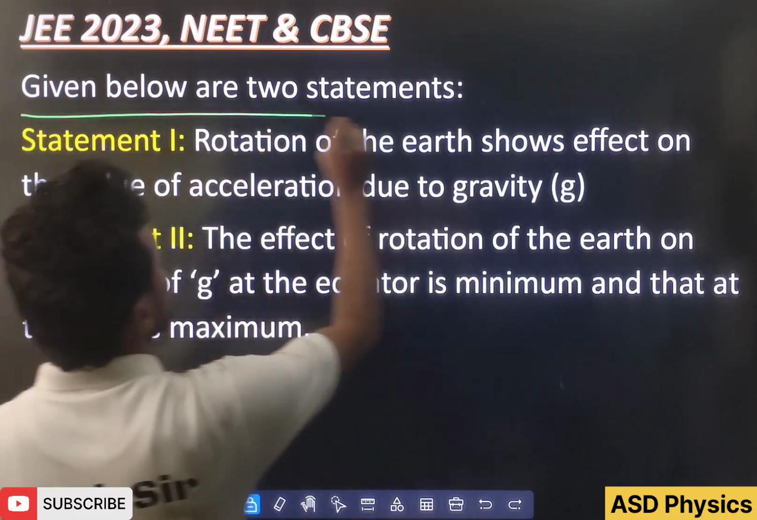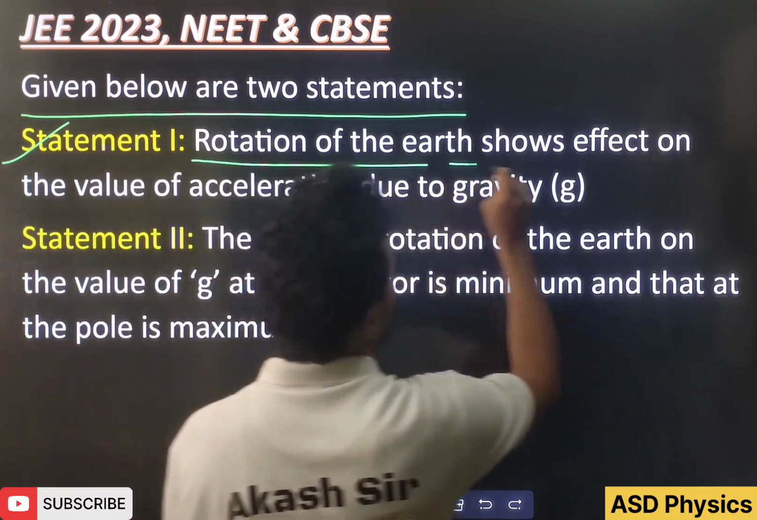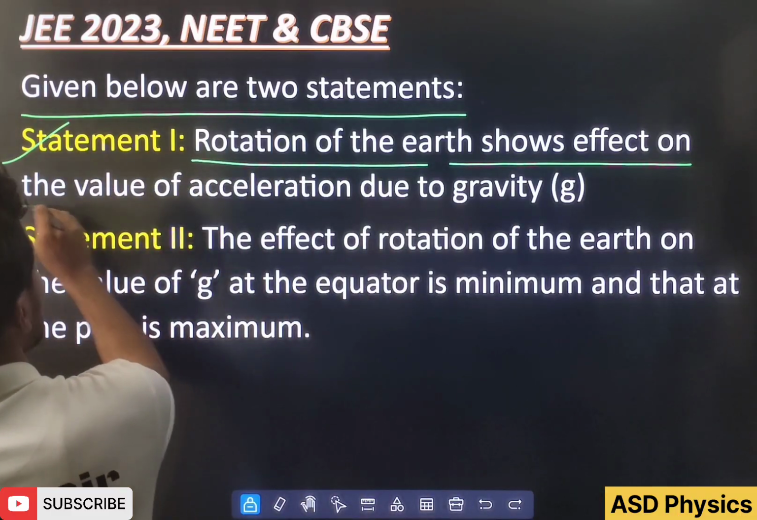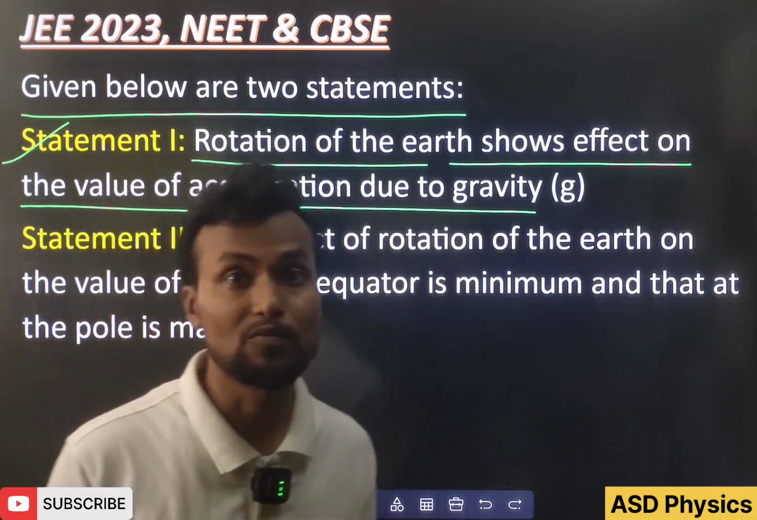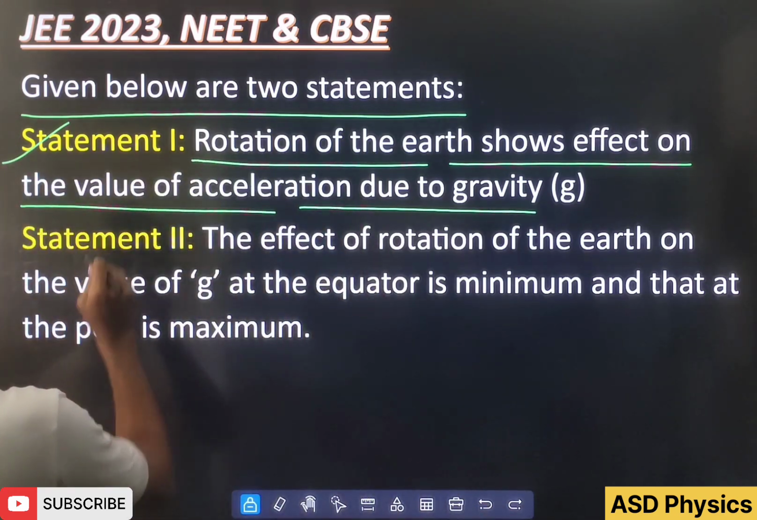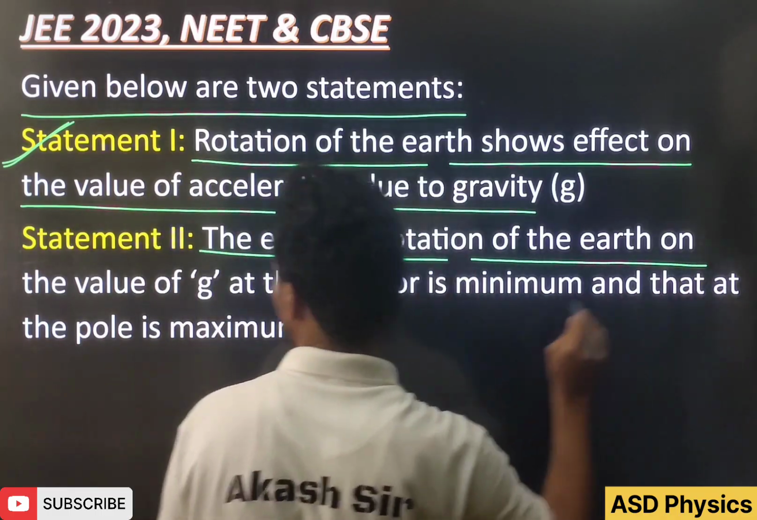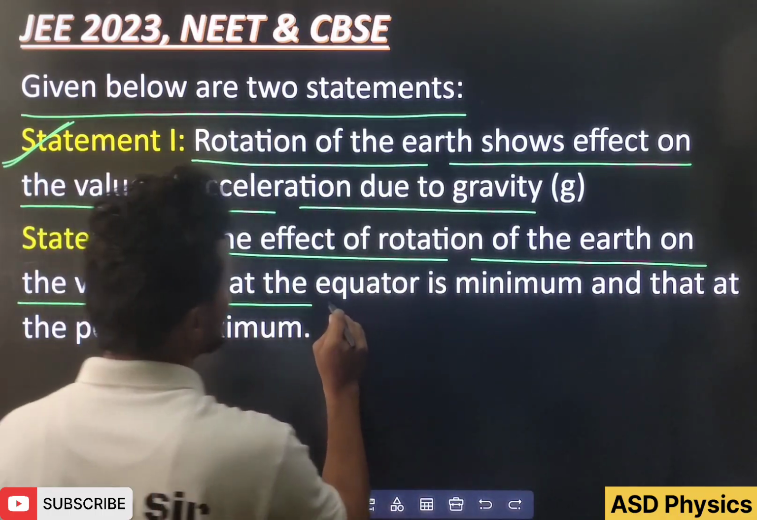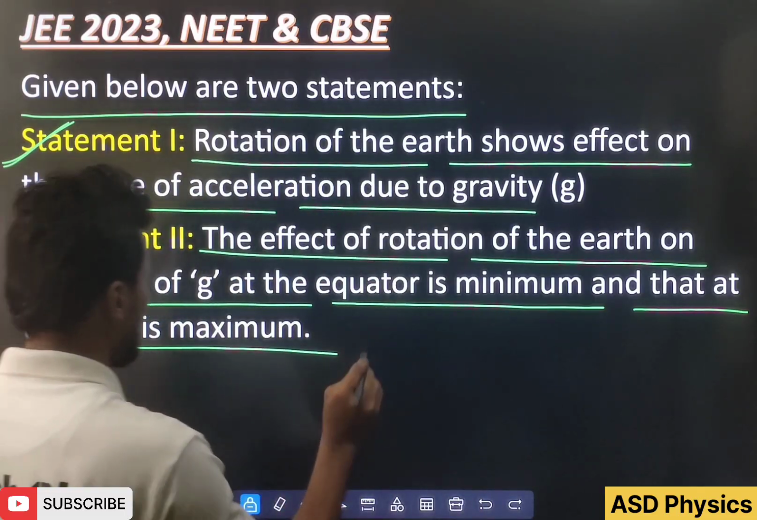See, given below are two statements. Statement 1, rotation of the Earth shows effect on the value of acceleration due to gravity. Yes, because of the rotation, gravity is different from place to place. So statement 1 is correct. Statement 2, the effect of rotation of the Earth on the value of g at the equator is minimum and that at the pole is maximum.